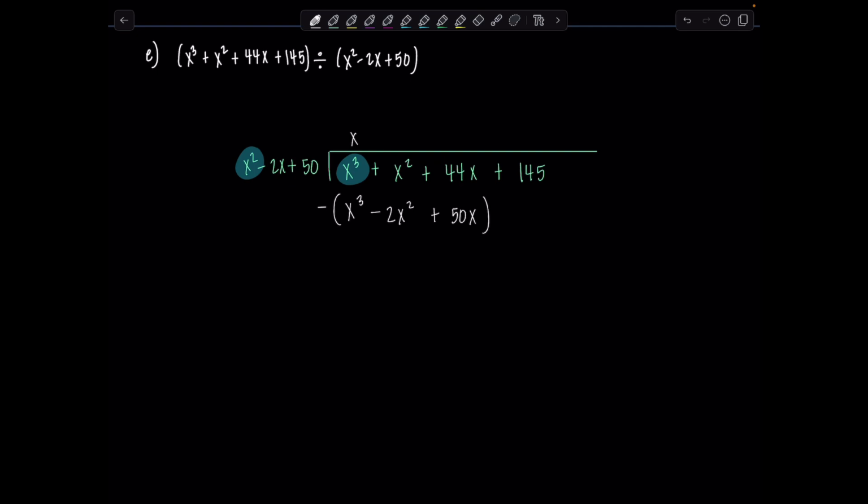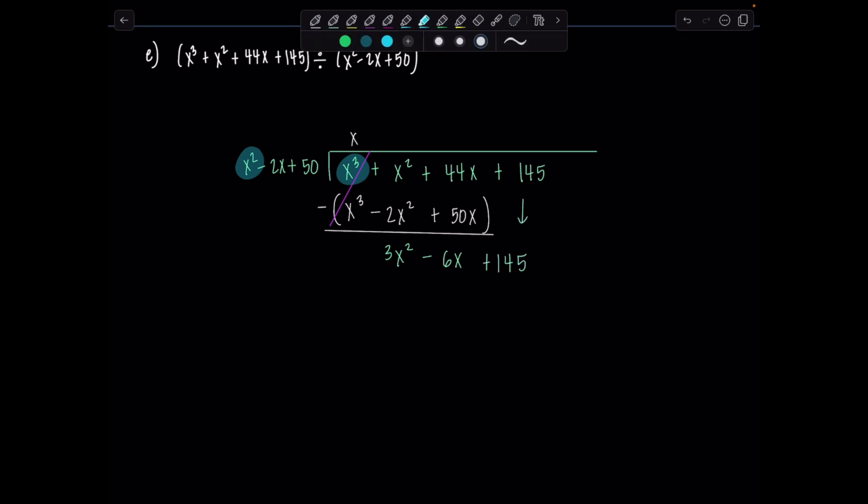Okay, now subtract, step 3. These go bye-bye. Then just be careful. x squared minus negative 2x squared. So that's going to be plus 2x squared. So we've got 3x squared. 44x minus 50x, that is negative 6x. So subtraction is done. Now step 4, bring down.